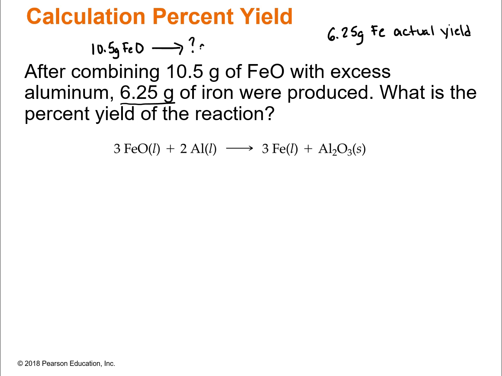You have to figure out how many grams of iron you would theoretically make if you were to do this. That means you have to do a mass-to-mass problem to figure out the theoretical yield. Once you do that, you can plug it into the equation for the percent yield and get your answer. So I'll give you 5 minutes to get started on that.